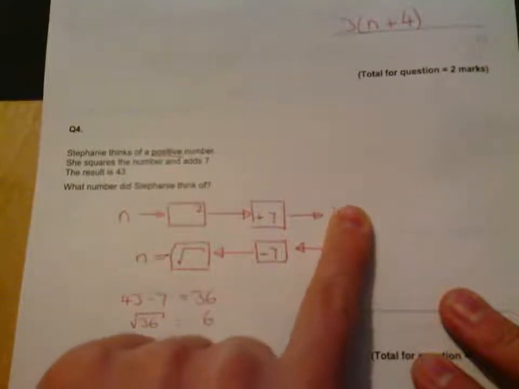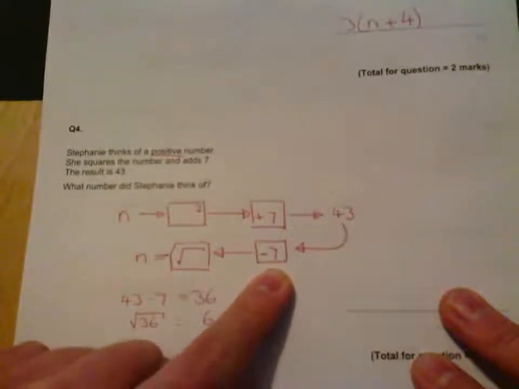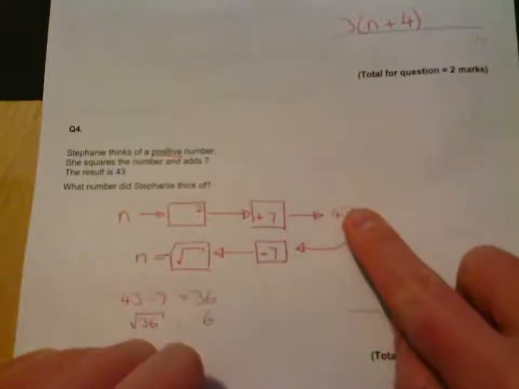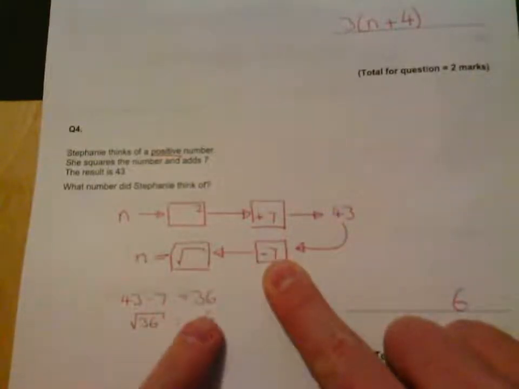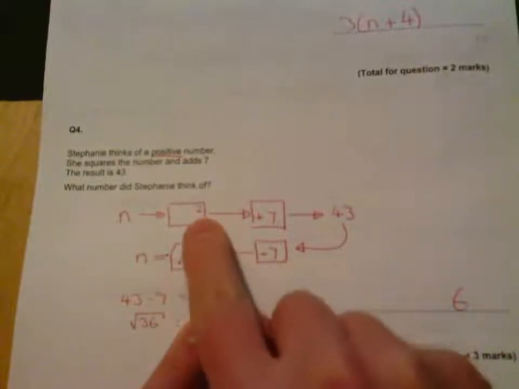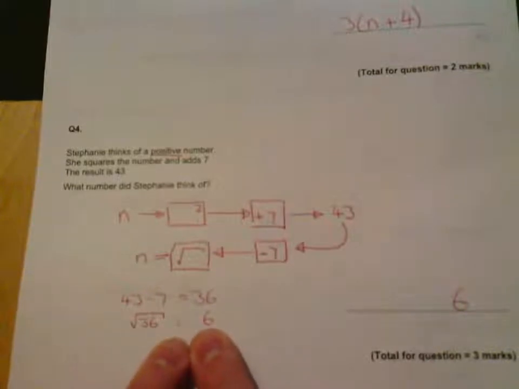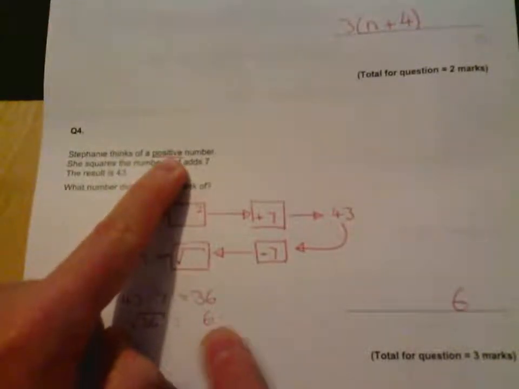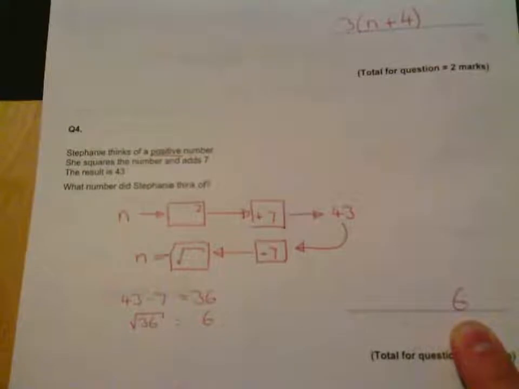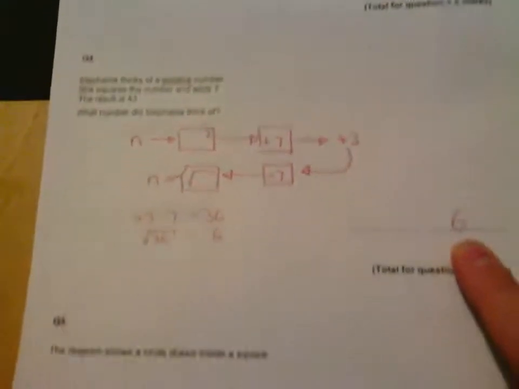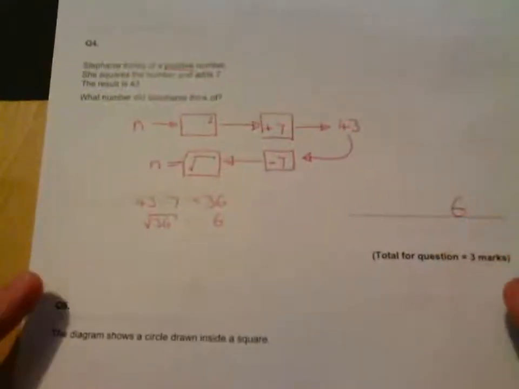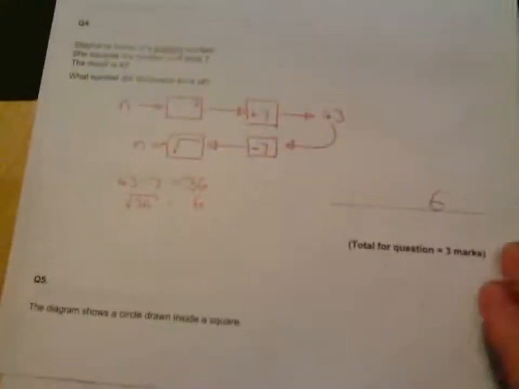Well, to work out what her number was, I want to go backwards, meaning I'm doing the inverse operation at each stage. So start with my 43, I subtract 7, giving me 36. And then the opposite of squaring is to square root. So the square root of 36 gives me an answer of 6. Now, the square root of 36 is positive or negative 6, but since the question stated positive number, my answer is just 6. Okay. Question 5, unfortunately printed, and it started down at the bottom. The diagram shows a circle drawn inside a square. Well, that makes no difference because I can see the rest of it on here.